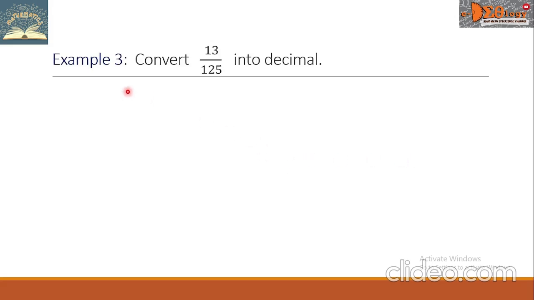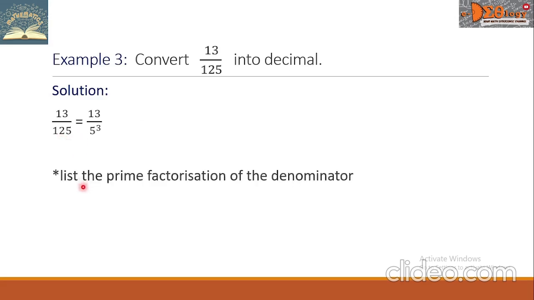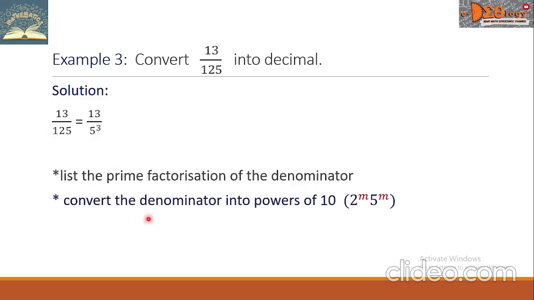Let's have example 3. Convert 13 over 125 into decimal. The given fraction is 13 over 125. We're going to list the prime factorization of the denominator, and that is 5 cubed. Next step, we're going to convert the denominator into powers of 10. The form is 2 raised to m times 5 raised to m. Take note here that we must make the powers equal. In our denominator here, we have 5 cubed.